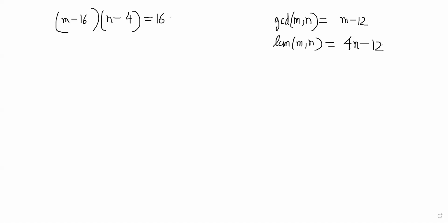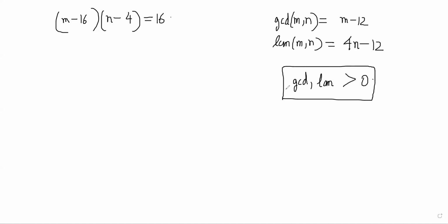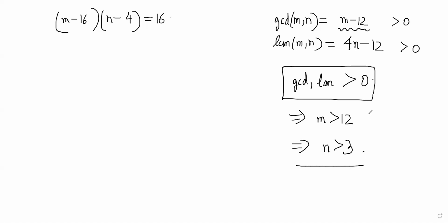If m and n are positive integers, you should know that GCD and LCM are both greater than 0. GCD and LCM must be greater than 0 for positive integers. So basically from there, you can realize that m minus 12 must be greater than 0, and 4n minus 12 must also be greater than 0. That gives us m is greater than 12 and n is greater than 3. So whatever answers you get from here, they have to satisfy this condition. m must be bigger than 12 and n must be bigger than 3, right?